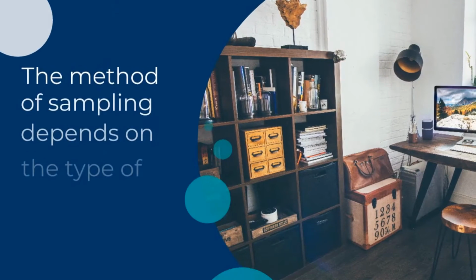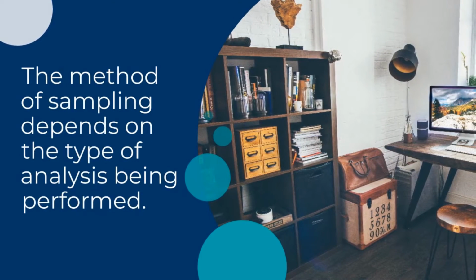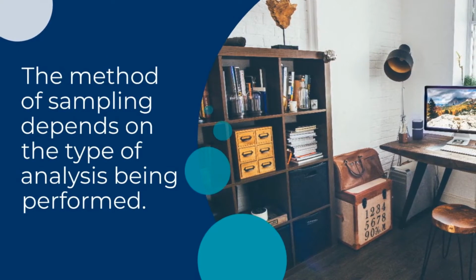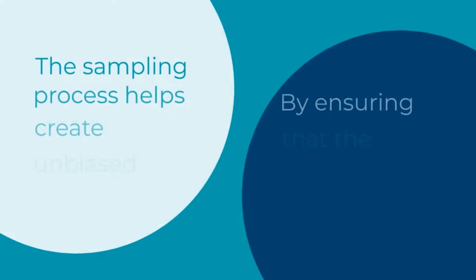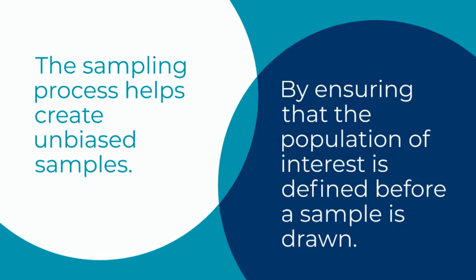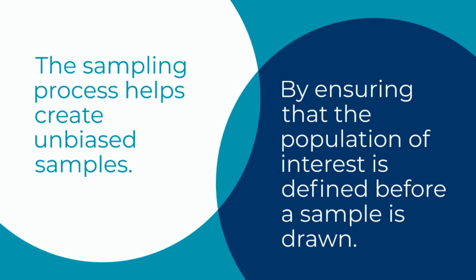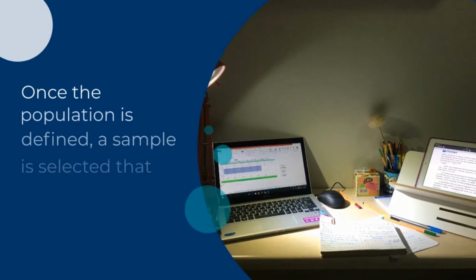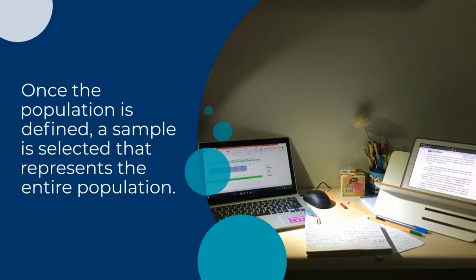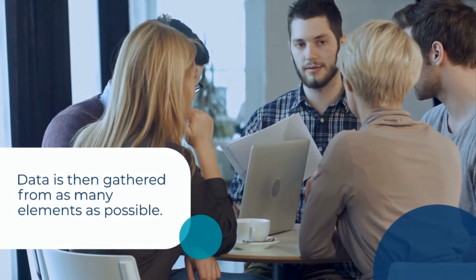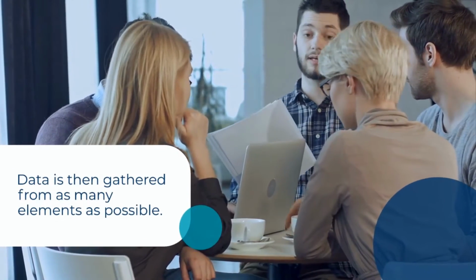The method of sampling depends on the type of analysis being performed, but it may include simple random sampling or systematic sampling. The sampling process helps create unbiased samples by ensuring that the population of interest is defined before a sample is drawn. Once the population is defined, a sample is selected that represents the entire population. Data is then gathered from as many elements as possible.